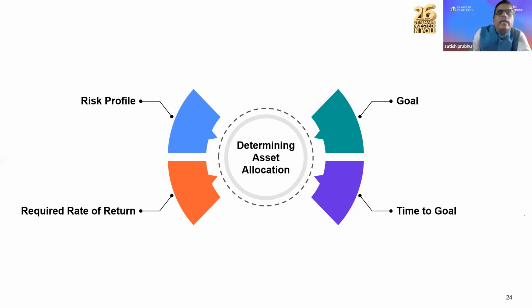Similarly, take a goal which is 3 years away. For a goal which is 3 years away, you should have a very, very small component of equity. I would say no component of equity is better, and put that money in a relatively safe debt fund.